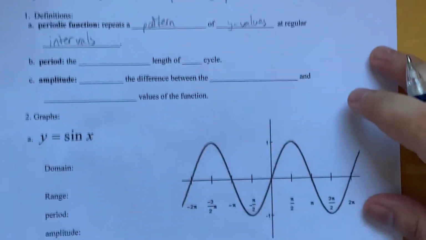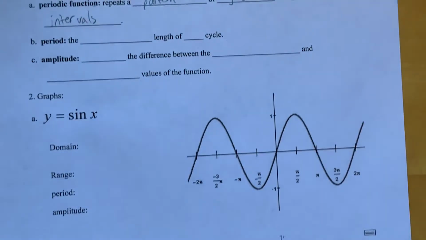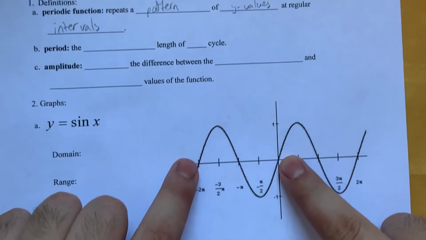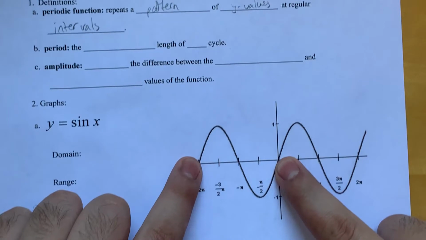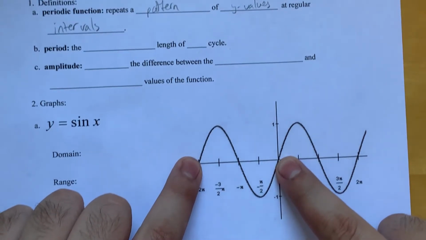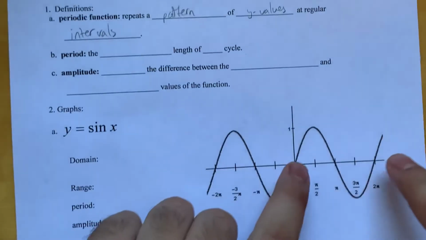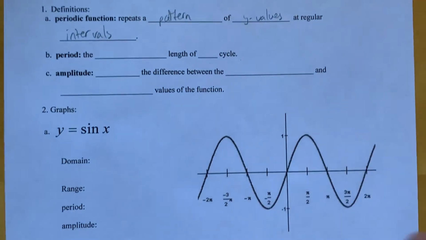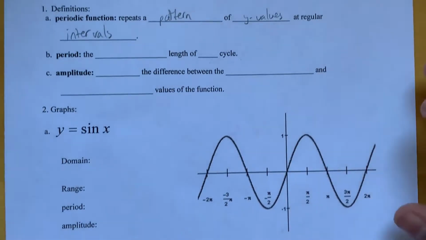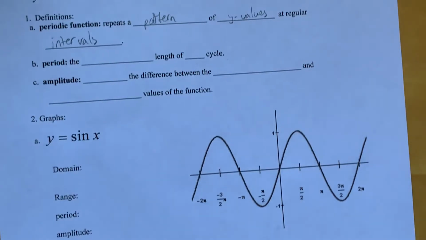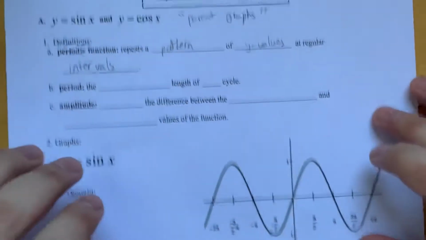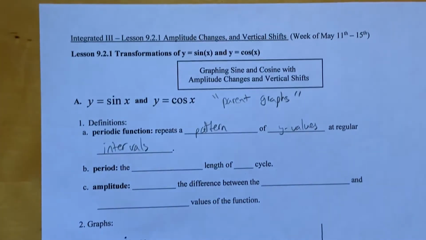So if we look down here, you could see that this part repeats in between my fingers, and that part of the graph repeats that pattern of y values. It repeats it here, and you could pretty much assume it's going to repeat off the page as well. So that's what it's saying. That's why y equals sine of x and y equals cosine of x are periodic functions. Let's go back up. Let's finish our definitions.